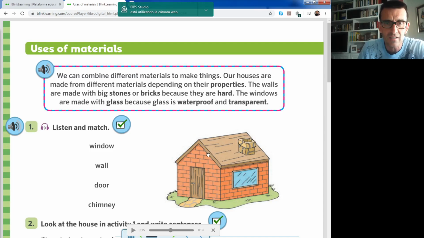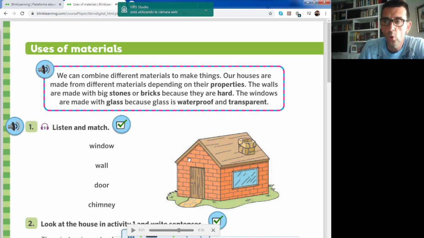And if it rains, probably it will be wet. Si llueve, se quedará mojada. ¿De acuerdo? Empapado toda la casa y calará. Por eso decimos que utilizamos materiales dependiendo de sus propiedades y para qué los queremos. ¿De acuerdo? Seguimos. The walls are made with big stones or bricks because they are hard.